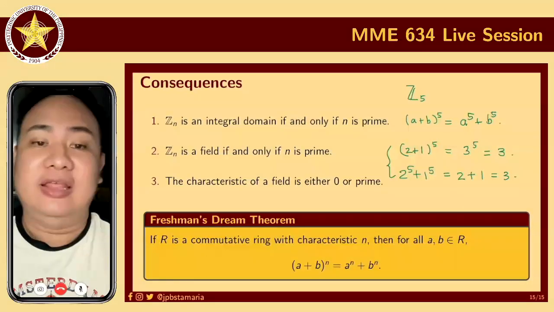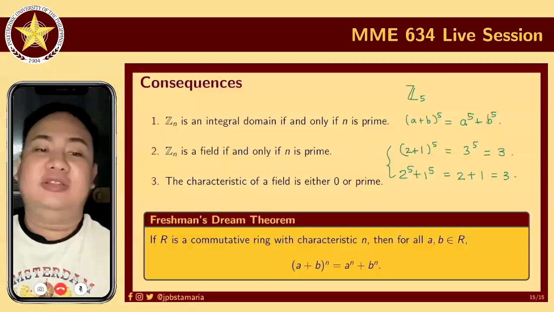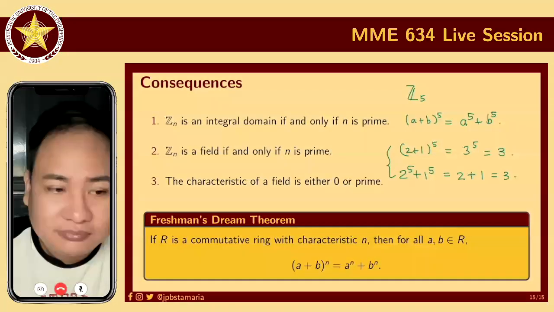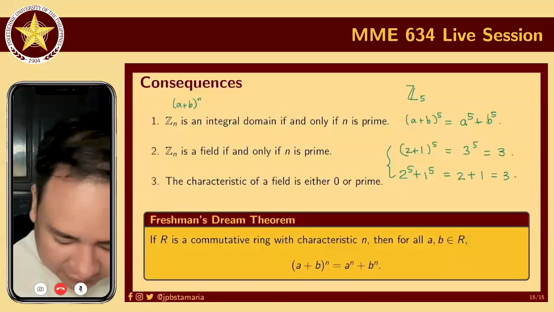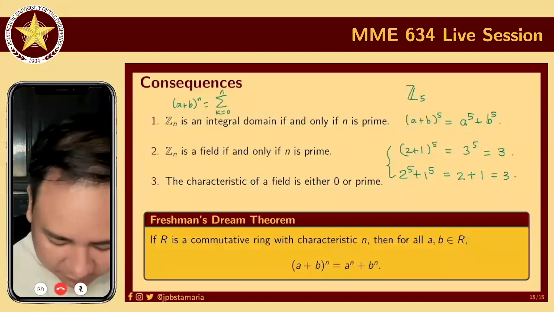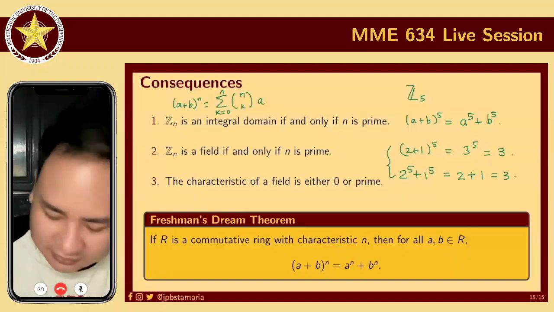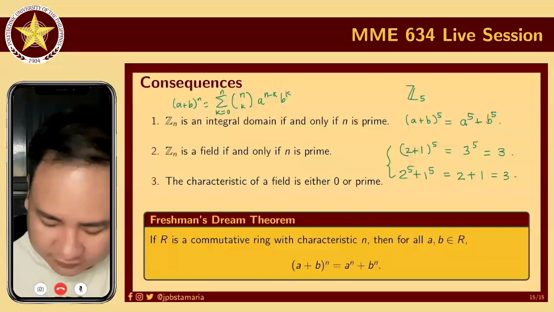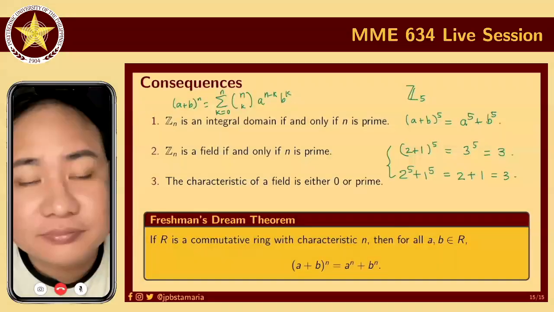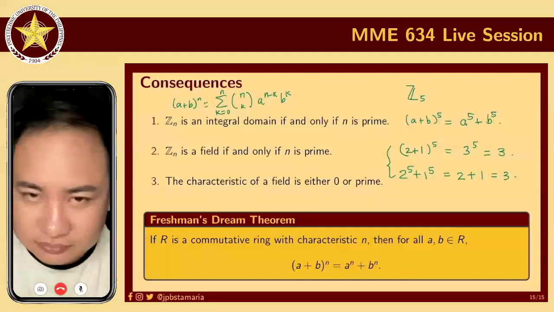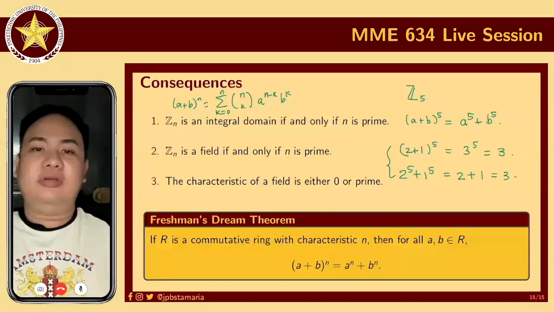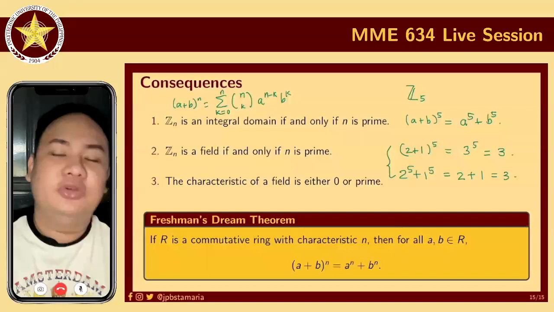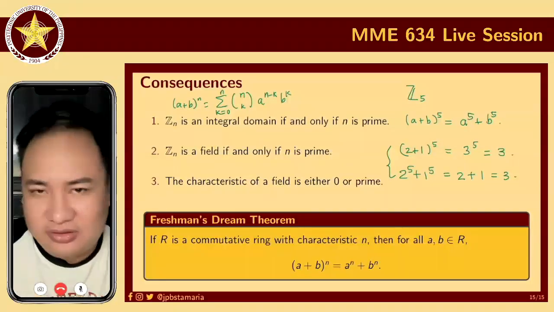Do you know the proof of this? It uses the binomial theorem. We discussed this last time. This is our binomial theorem. In any commutative ring, this will work. Okay. Now, what will you do to prove it? This is just a consequence of the binomial theorem actually. Okay? The proof is like this.